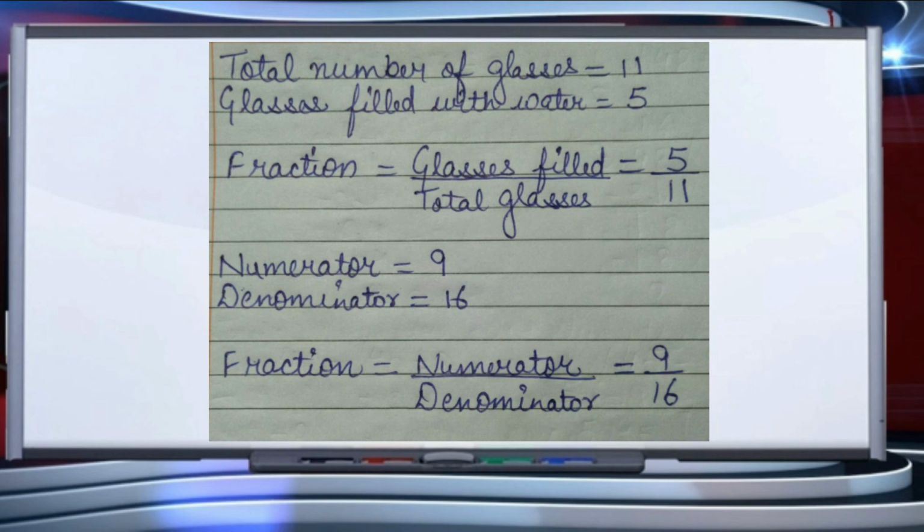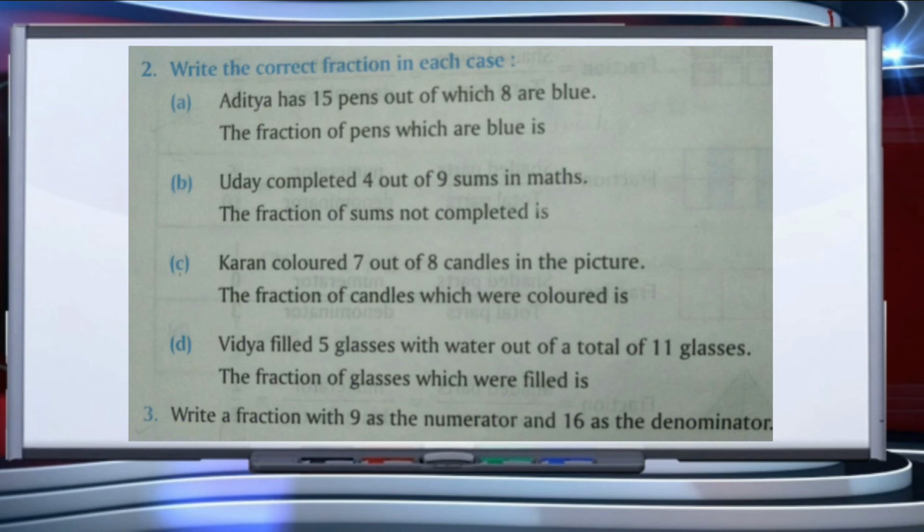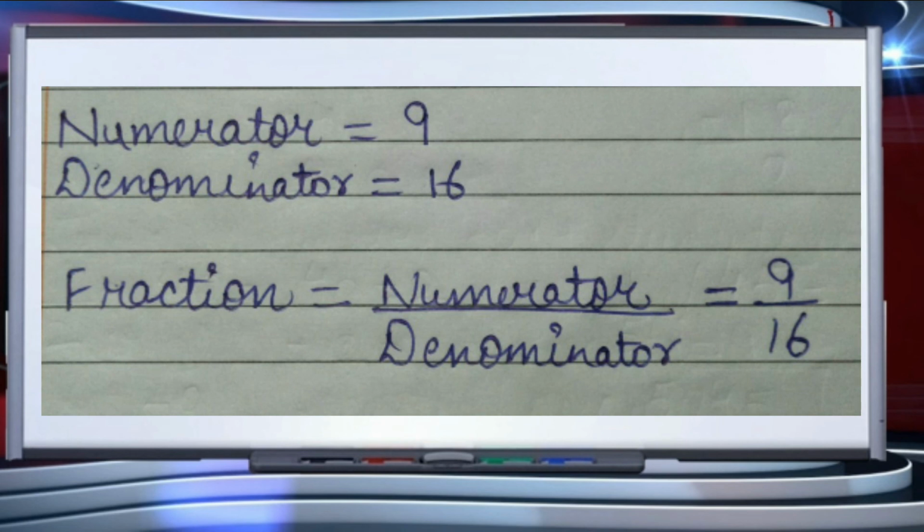Now we are having question number 3. Write a fraction with 9 as the numerator and 16 as the denominator. Here what is given, that numerator is 9 and denominator is 16. So we will write numerator is equal to 9, denominator is equal to 16, and then the fraction will become numerator divided by denominator, that is equal to 9 by 16. So the fraction with 9 as numerator and 16 as denominator is 9 upon 16.